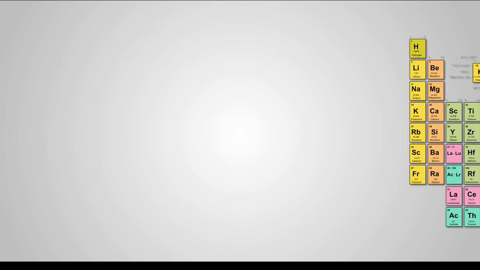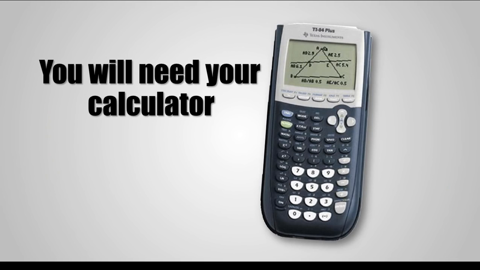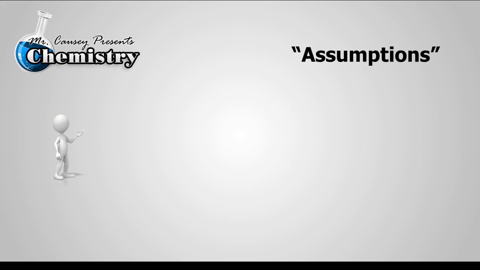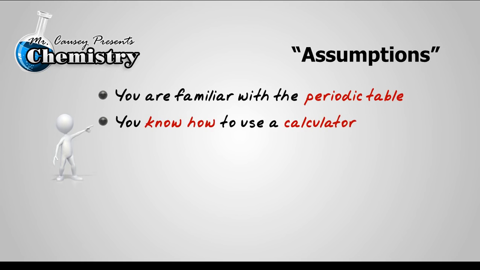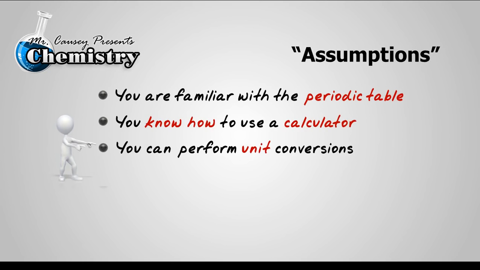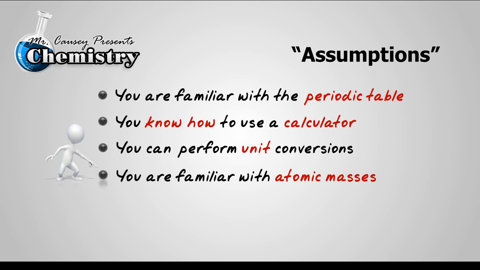You're going to need a periodic table. And you're going to need a calculator for today's lesson. Here are some assumptions I'm going to make. One, that you're familiar with the periodic table, that you know how to use a calculator, that you can perform unit conversions, and you're familiar with atomic masses.